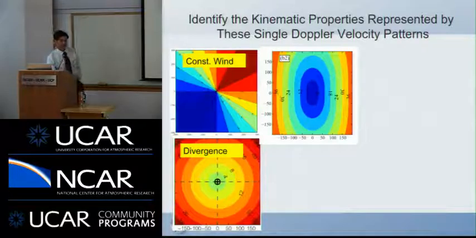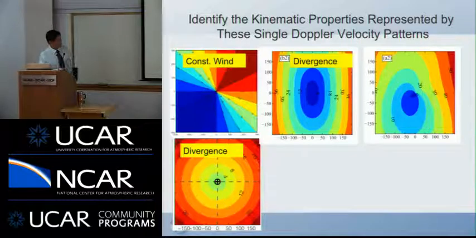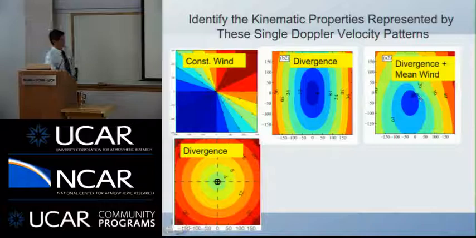This is a little bit more difficult. This is still a diverging pattern, but with different magnitude on the du/dx and dv/dy, so it looks like an ellipse. Now this is a little bit more complicated. So what is this doing? This distortion is actually a divergence, which is this pattern, plus a background mean wind.